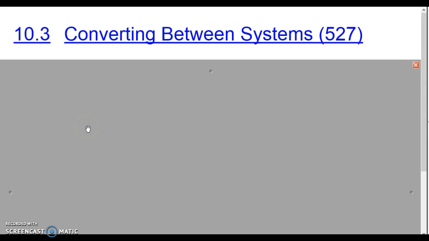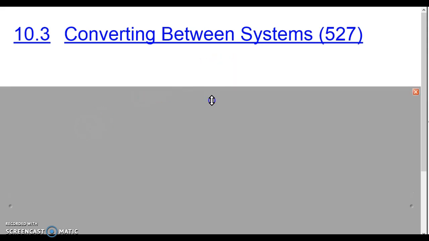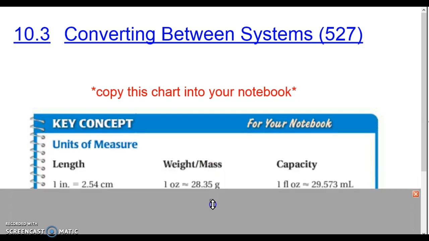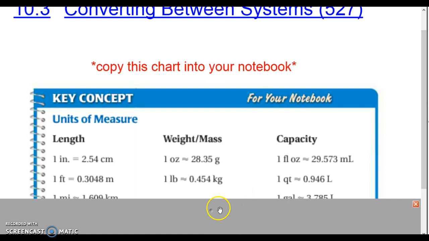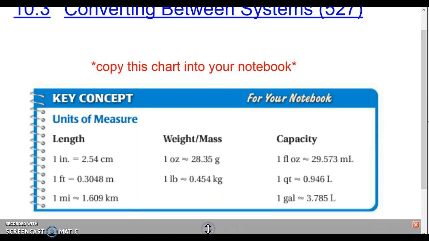This is lesson 10.3.1, and we're going to be talking about converting between the metric system and our customary system. Like in our last set of notes, we're going to copy down all the units of measure and how you convert. So go ahead and pause here and copy this down in your notebooks. You can see right here that 1 inch equals 2.54 centimeters.